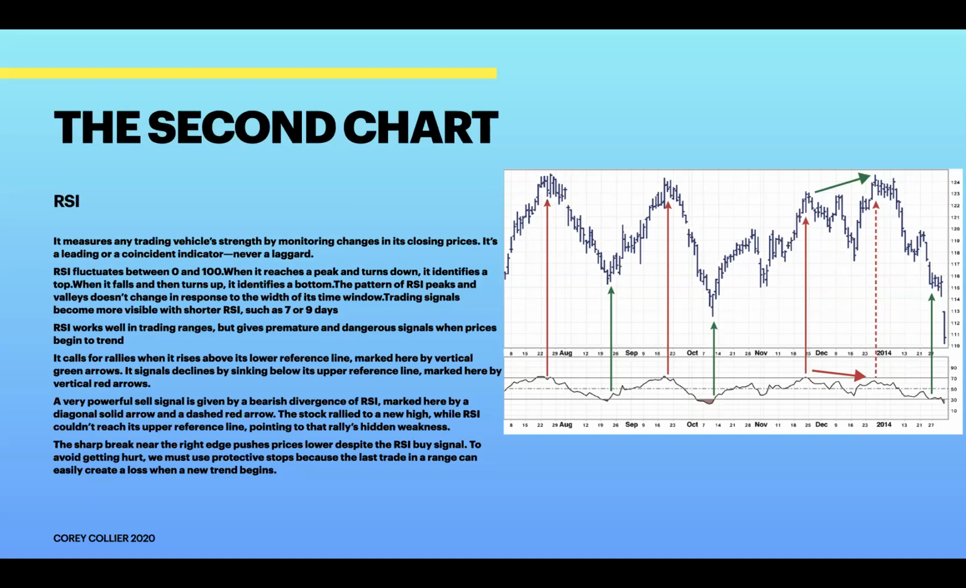Once it reaches a peak and turns down, it identifies a top. Okay, so if it's at the peak between 70 and 100, and you see price at some type of resistance, which is structure, right, or ceiling, which is structure, that's a good opportunity to enter at that top.